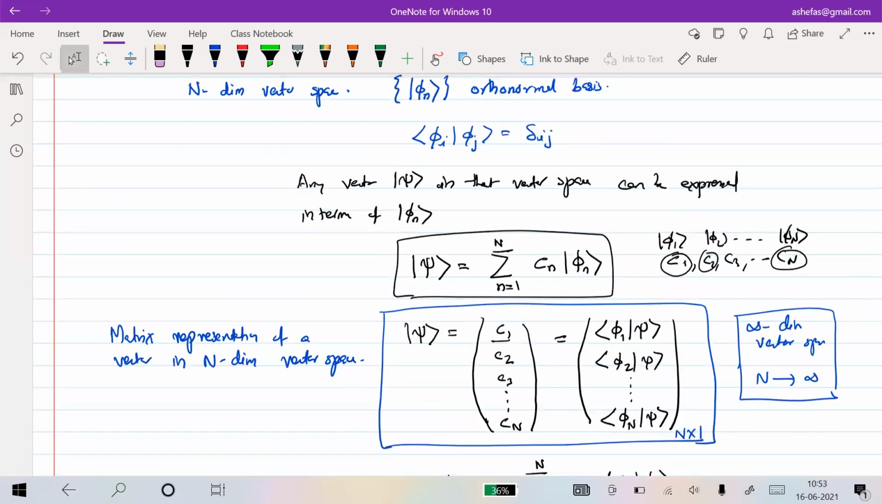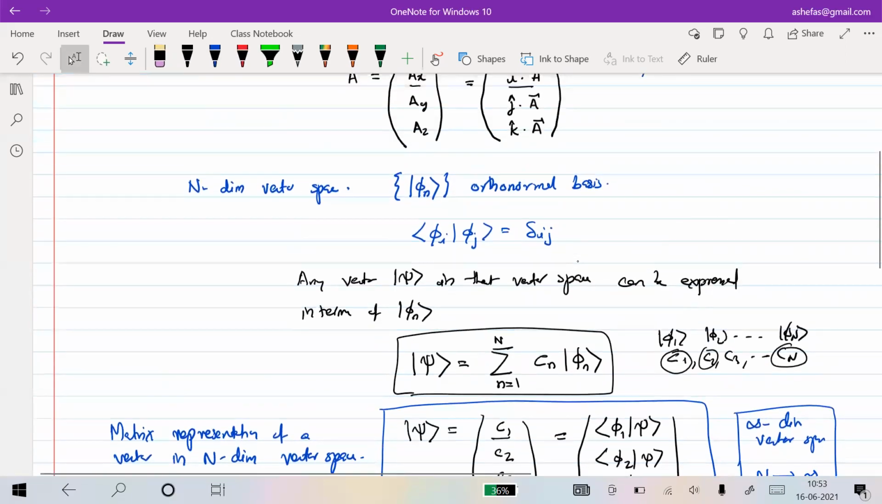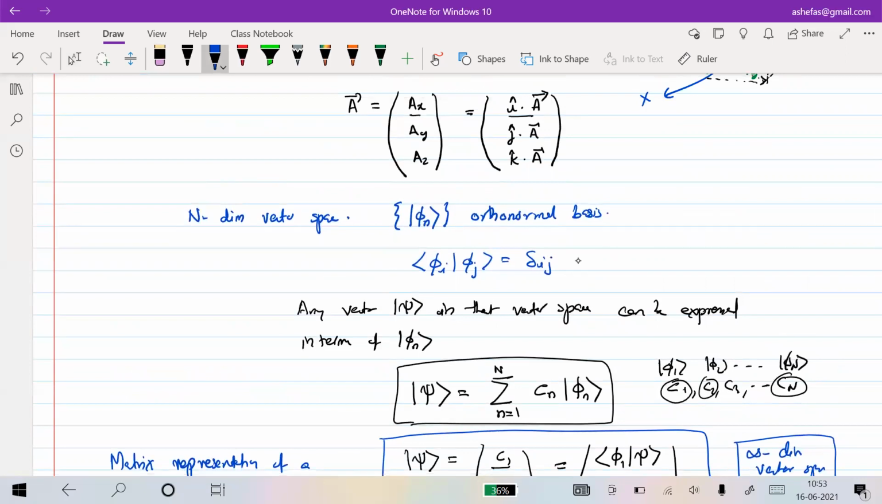Now we have to recall one condition. In order to expand the vector ψ in terms of φ_n, this {φ_n} must be a complete basis. So remember, this set {φ_n} must be a complete basis, so it should satisfy the completeness condition. What is the completeness condition? I think that we have proved it earlier. That is, the sum over n of the outer product |φ_n⟩⟨φ_n| must be equal to the identity. This is what is meant by the completeness of the basis.